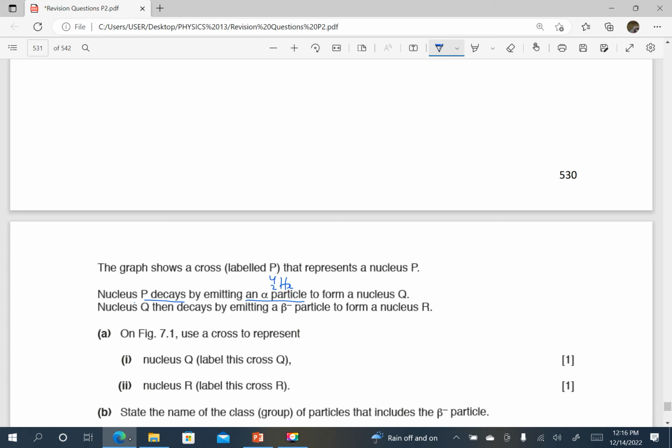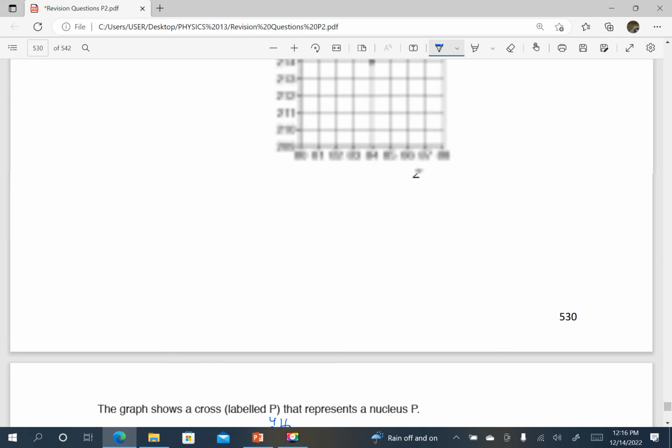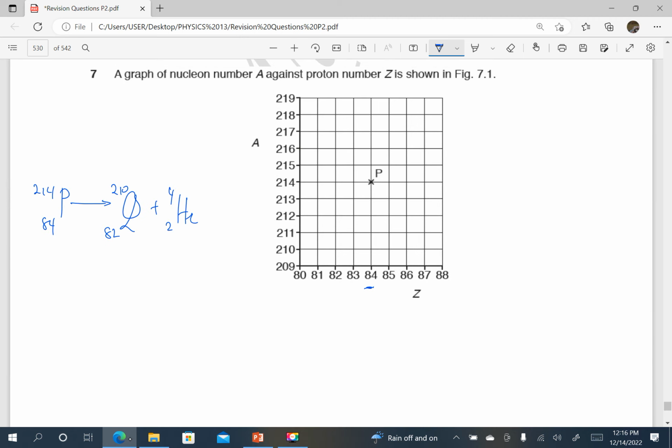Nucleus Q then decays by emitting beta minus. Beta minus is 0, negative 1. So Q, which we have found is 210, 82, is giving us another nucleus, nucleus R, by a beta minus. Nucleon number does not change. Proton number is going to be 83 because of this negative 1. So the proton number must always be conserved.